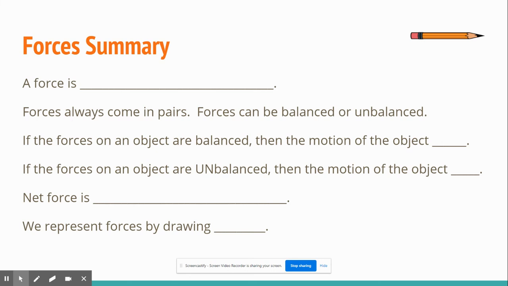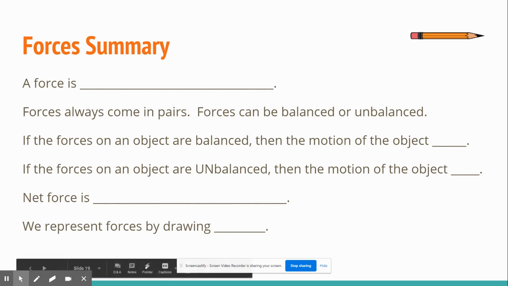Forces always come in pairs. Forces can be balanced or unbalanced. If the forces on an object are balanced, then tell me what happens to the motion. If the forces on an object are unbalanced, tell me what happens. I'd like to know what net force is. And we represent forces by drawing. So if you need support, you can use these sentence starters and complete this for your summary.